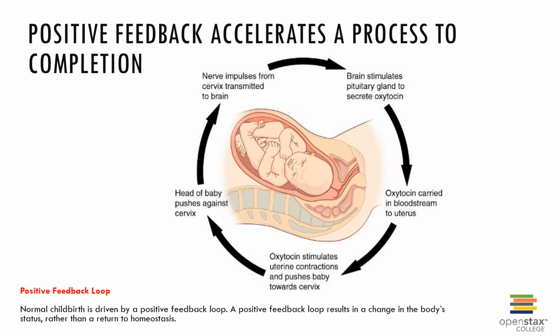An example is shown here with childbirth, labor contractions. So the brain stimulates the pituitary gland to secrete oxytocin, a hormone. Oxytocin goes via the bloodstream to the uterus. It stimulates uterine contractions and pushes the baby towards the cervix. As this process continues, the head of the baby pushes against the cervix, and then nerve impulses from the cervix are transmitted to the brain. So once the baby is born, the stimulus is removed and the process is shut off.